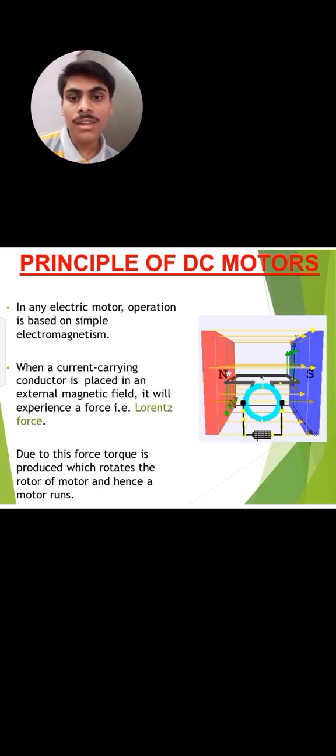Next of all, the principle of DC motors. Any electrical motor's operation is based on simple electromagnetism. When a current carrying conductor is placed in an external magnetic field, it will experience a force, that is the Lorentz force. Due to this force, torque is produced which rotates the motor, and hence the motor runs.